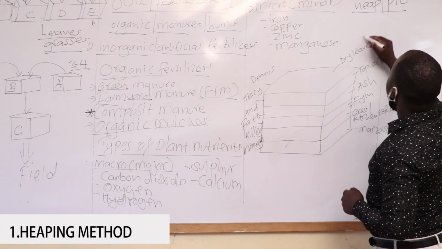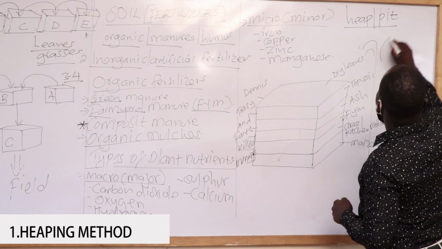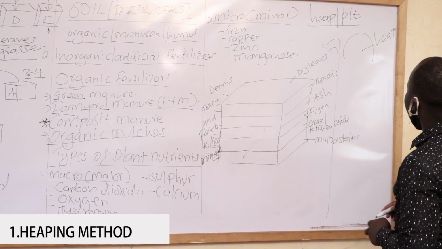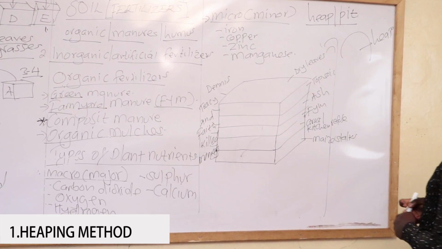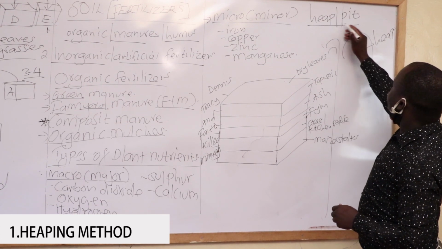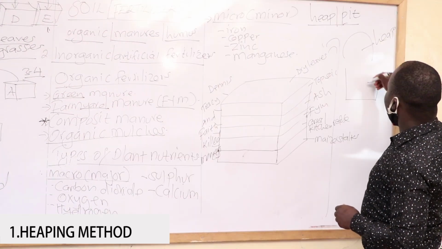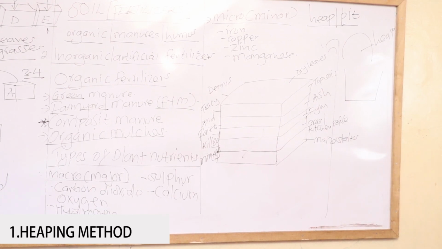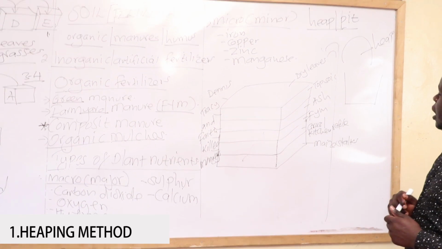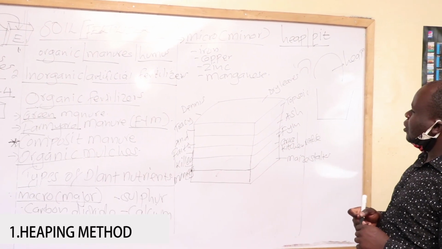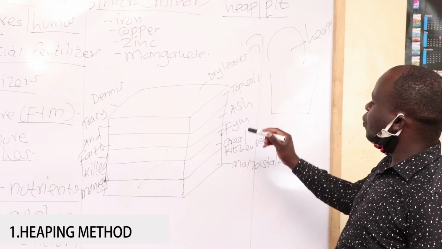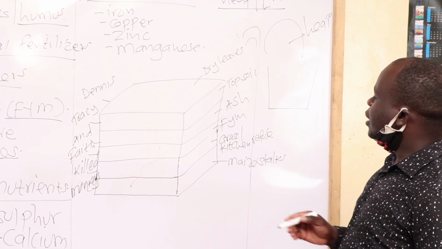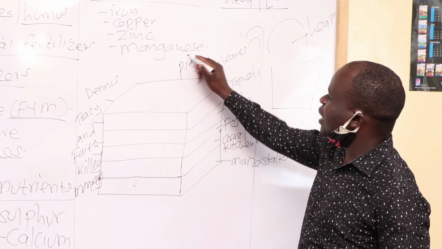A heap, from the word heap, you just heap the materials to make such a mountain. Or a pit, you can dig a pit, and then you place your materials inside that pit, and then you wait for the conversion process to happen, and then you take them to the chamber. Now, these organic manures or organic fertilizers, it depends on the material you are using to prepare, or even the method you are using to prepare. Now, let us look at a pit, because this is the area that is highly examinable.